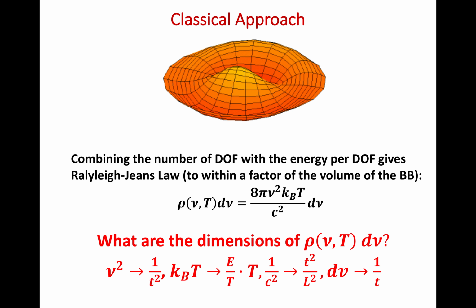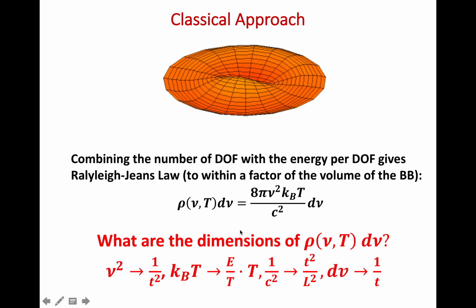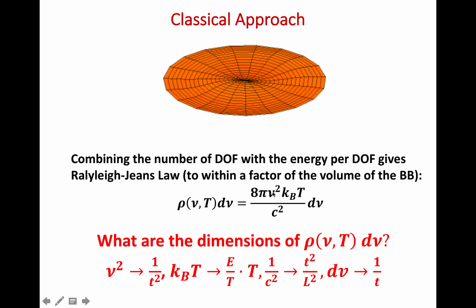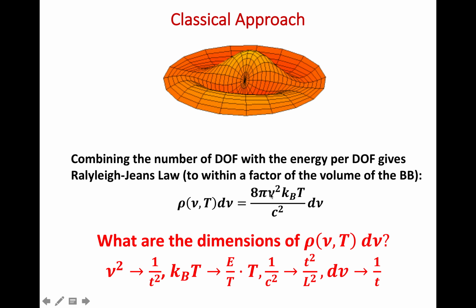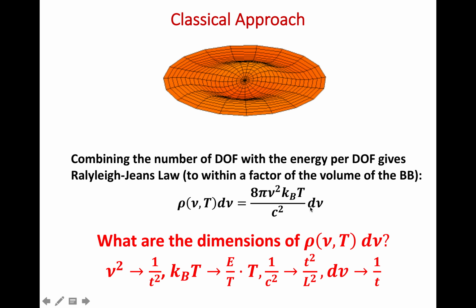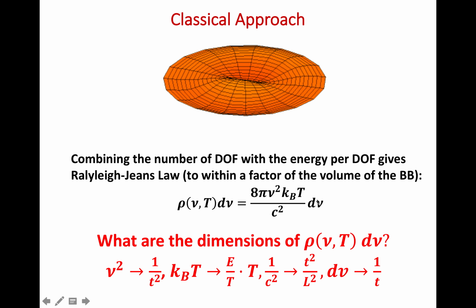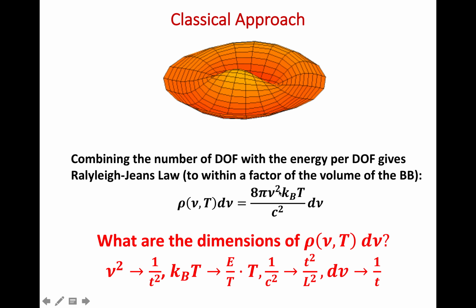Okay, so now that you're back, let's go through it. So this is our frequency, right? So our expression overall is 8 times pi times nu squared times Boltzmann's constant times temperature divided by speed of light squared, all times differential in frequency. Right, so let's go through all the dimensional quantities one by one.